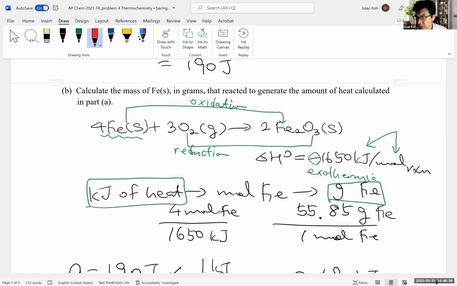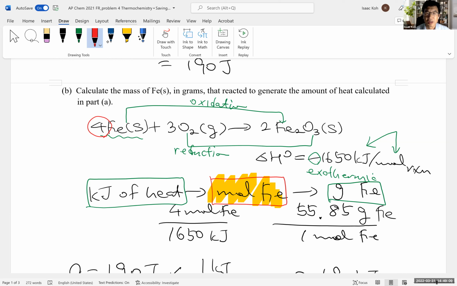In this case, as before, we always have an intermediate unit. We cannot go directly from kilojoules of heat to grams of iron. Remember that mole number is almost always the intermediate unit. Now let's see how to convert kilojoules of energy to moles of iron. When you look at it, 4 moles of iron are required to make the reaction go.